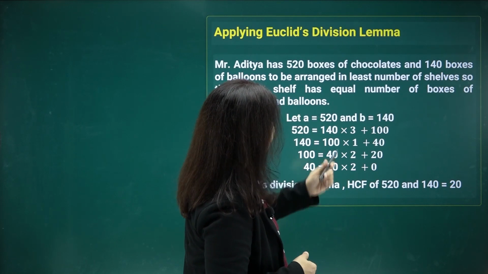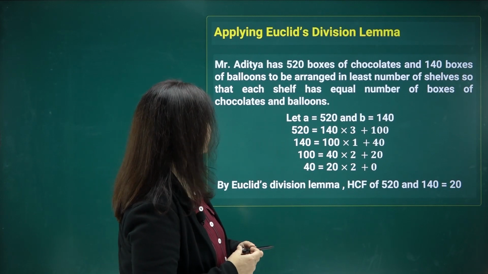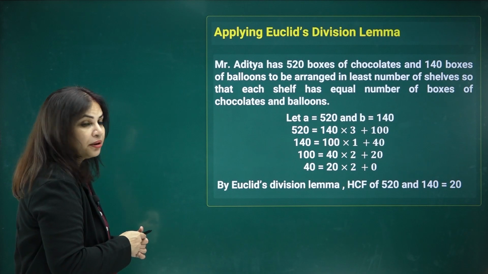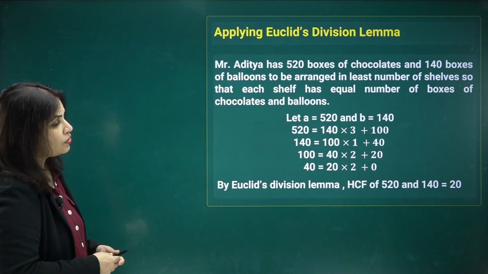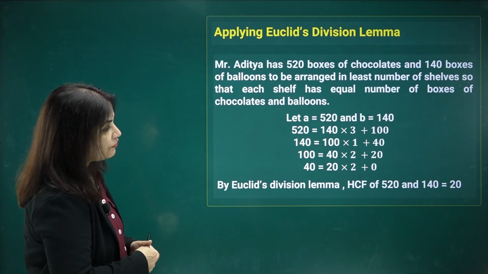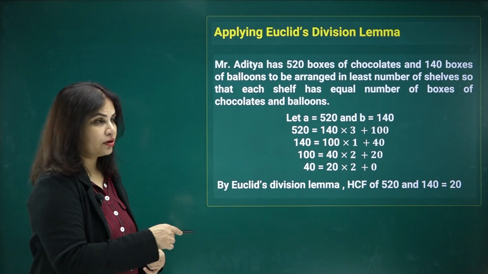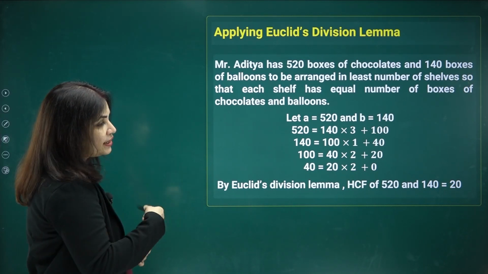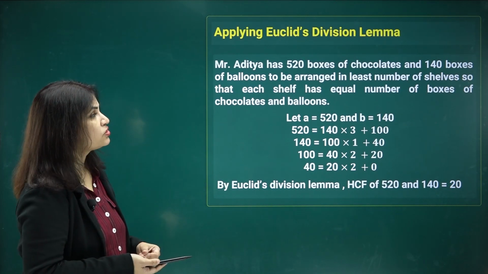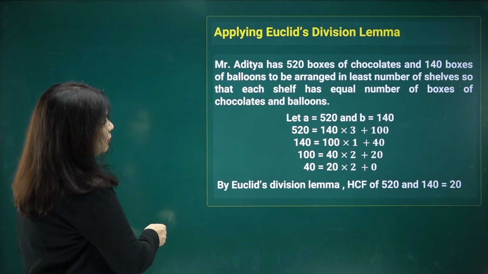Mr. Aditya has 520 boxes of chocolates and 140 boxes of balloons to be arranged in the least number of shelves, such that each shelf has an equal number of boxes of chocolates and balloons. So if we have 20 as the HCF of 520 and 140, then in each shelf 20 boxes of chocolates and 20 boxes of balloons will be arranged.